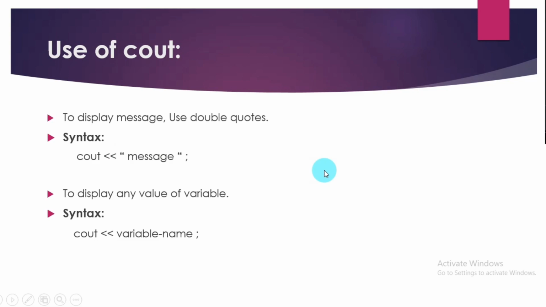Second way is to display the value of a variable. You have to simply write the variable name after the operator. Don't forget to add a semicolon in the end. Remember that we use double quotes to display our message and we don't use double quotes to display the value of a variable. Now, it's time to check it practically.